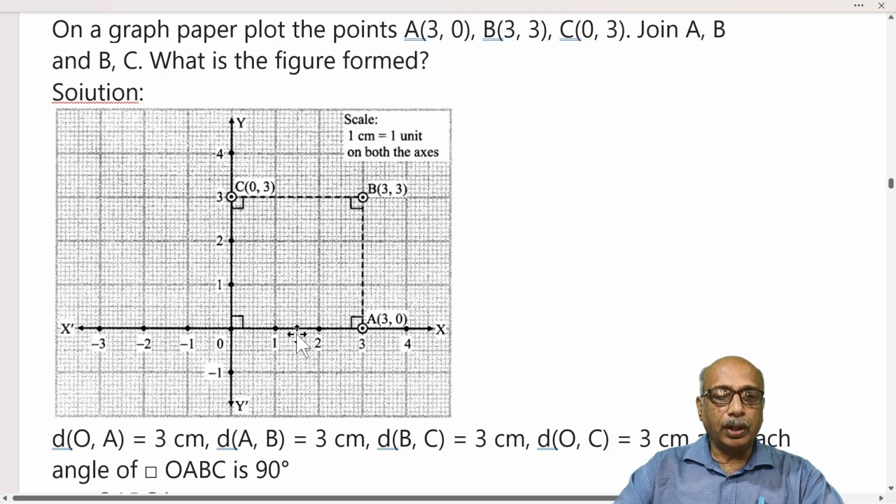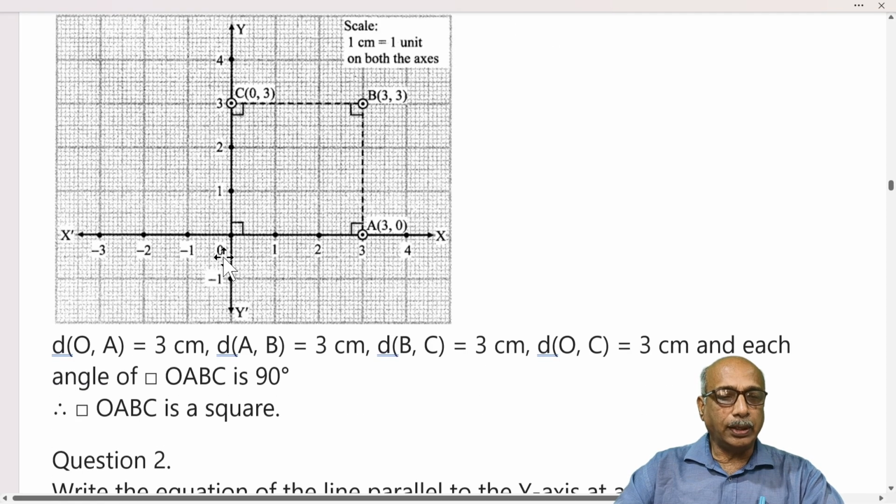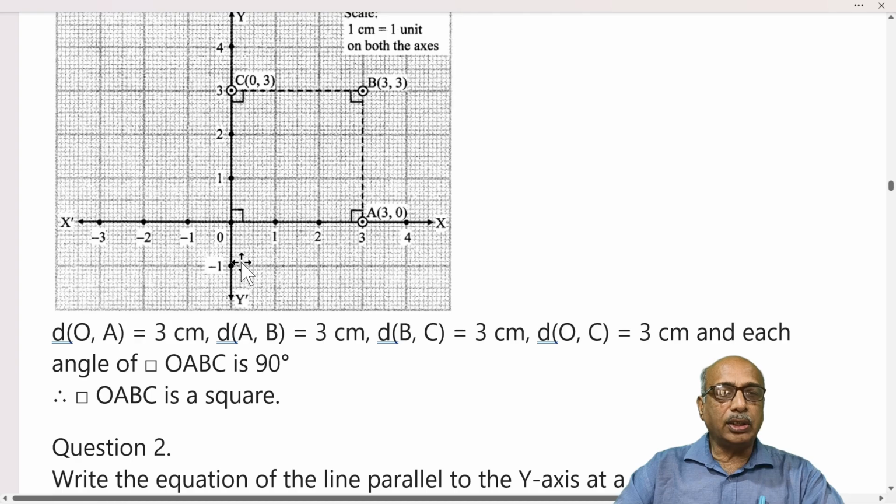Here you see 1, 2 and 3 centimeters, because each box is of 1 centimeter. So, this is the origin O. Distance OA equals 3 centimeters. Distance AB equals 3 centimeters. Distance BC equals 3 centimeters. And distance OC, again I repeat, O is the origin, equals 3 centimeters.